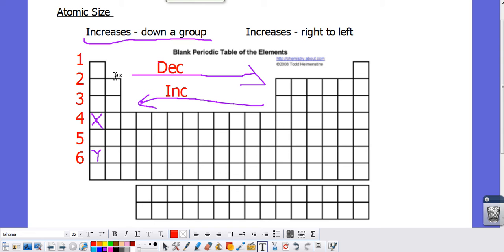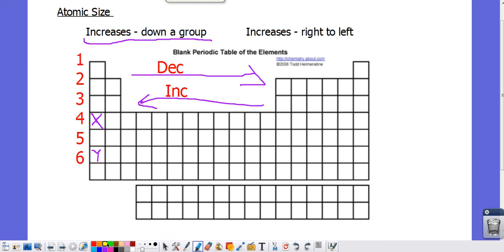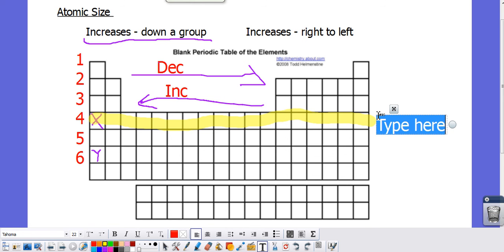Why does it decrease as you go to the right, which is the same as increase as you go to the left? As you move across, all of these elements are on the 4th level, so they all have the same number of layers of electrons. However, they each are gaining more and more protons, and those protons pull the layers in. When you get to the right side, there's a lot more protons that have pulled the layers in tighter and tighter. So the size decreases as we go across. There's a term for that. It is called effective nuclear charge. The nucleus is pulling the layers in.